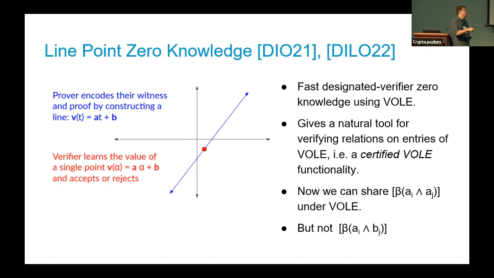So you can prove any relation you want on the entries of vol. And if that relation is low depth, for example, a bunch of quadratics, you can do it basically for free. So in addition to the vector beta times A you have, you also include all the values AI and AJ. And you can sort of authenticate that those satisfy the product relations you want for free. However, you still have the AI and BJ terms, and those you do not get for free. So those are going to require more work.